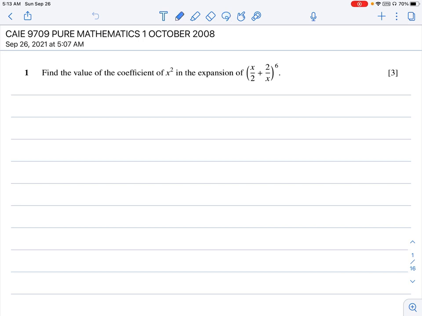So welcome. This is the CAIE 9709 P1 Pure Mathematics question paper, October 2008. There are around 10 questions, and we shall try to solve all of them. For the first question, find the coefficient of x square in this expansion.